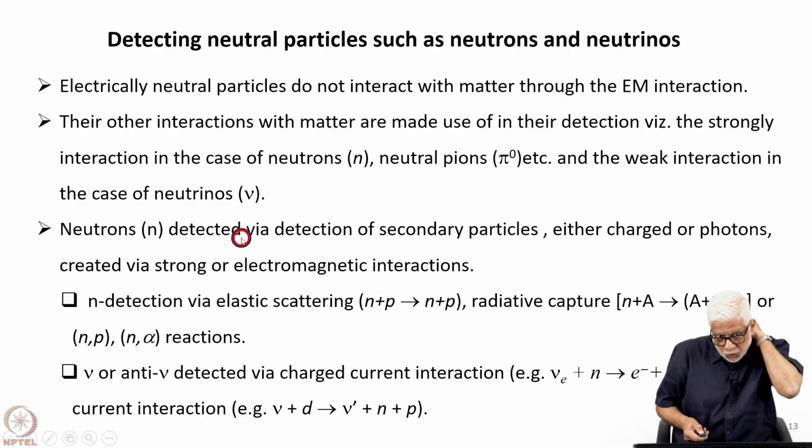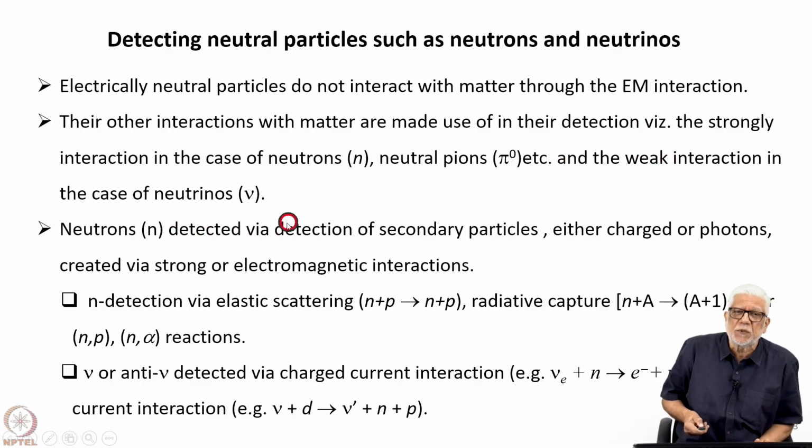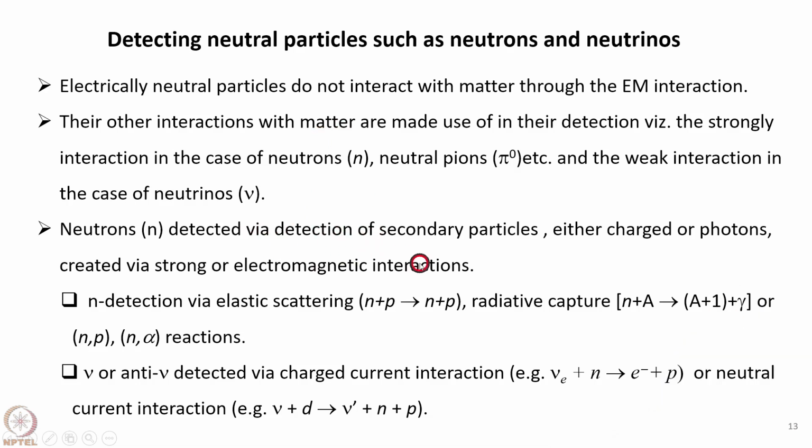Once they produce charged particles through the interaction, those charged particles can be detected and you can infer about the neutral particle from there. Neutrons, for instance, can be detected via elastic scattering on protons, and protons can be part of a detector, or through radiative capture and then the photon is detected, or through the n,p or n,alpha reaction, where again the final state proton and alpha are the charged particles.